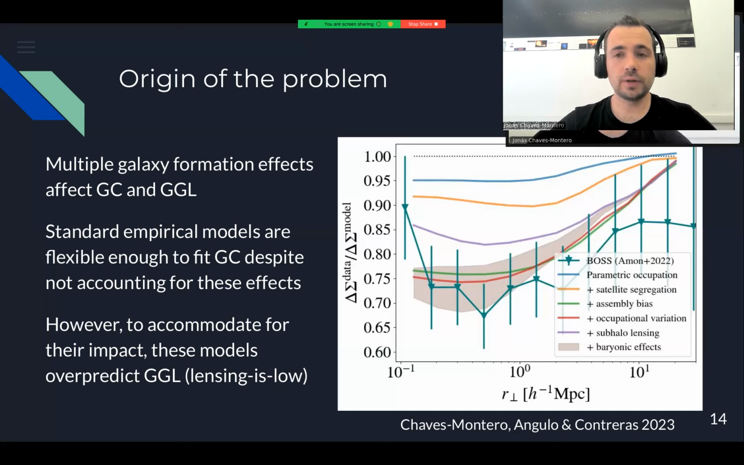But to accommodate for the impact of these effects in the galaxy-halo connection, they overpredict the galaxy-galaxy lensing. So in reality, they are assuming a wrong galaxy-halo connection, and because of that, the predictions for galaxy-galaxy lensing are also wrong.